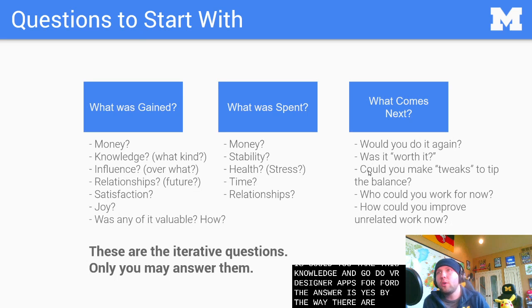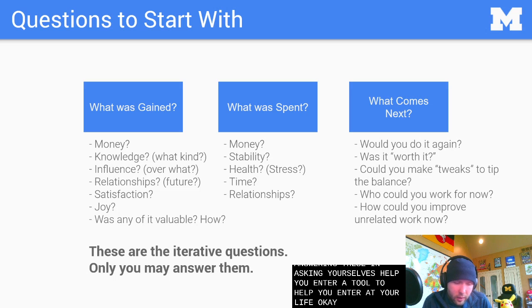So there are so many questions, but answering these and asking yourselves, just the act of doing so will help you iterate. It'll help you iterate your life, okay? But only you can really answer these because many of them are very, very personal and they really depend on who is asking the question, okay?